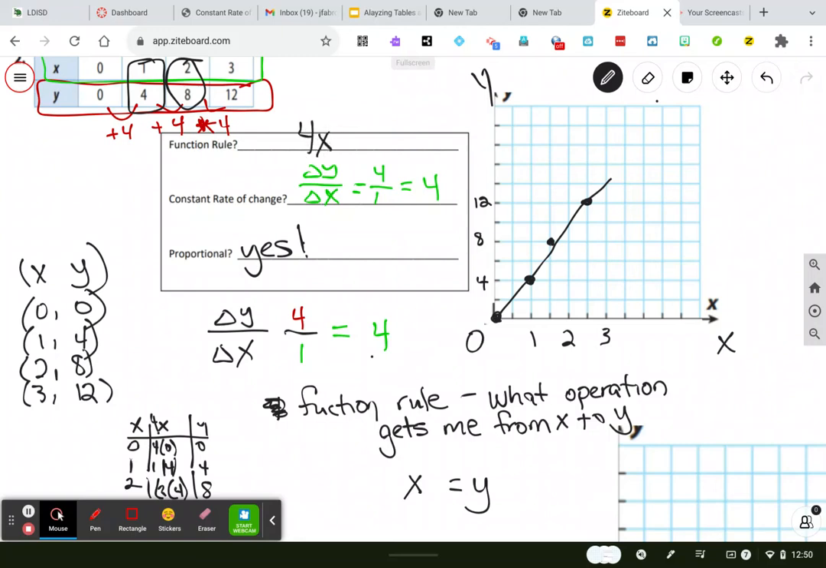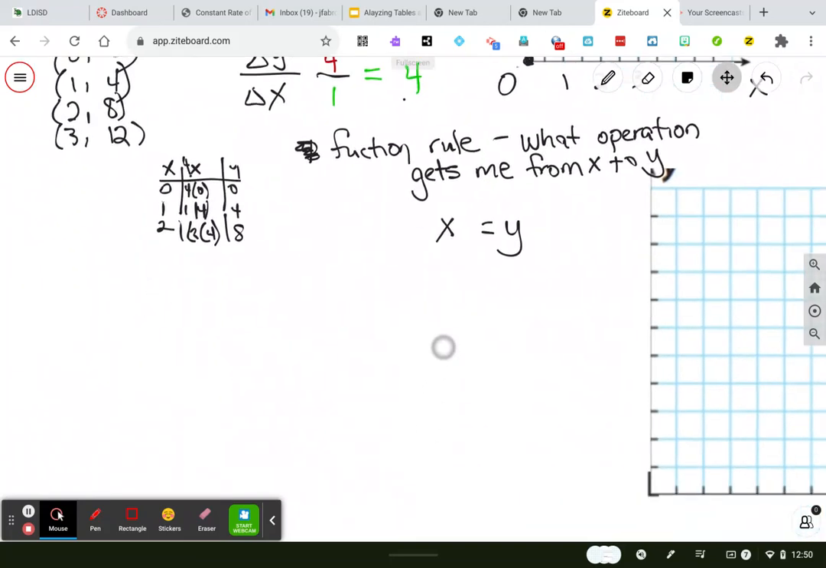I know it's a long way to explain it, but what you're trying to find is what's happening between x and y each time to get those numbers. And I'll show you a better way to find the function value here in just a second. All right, let's go to the next one.